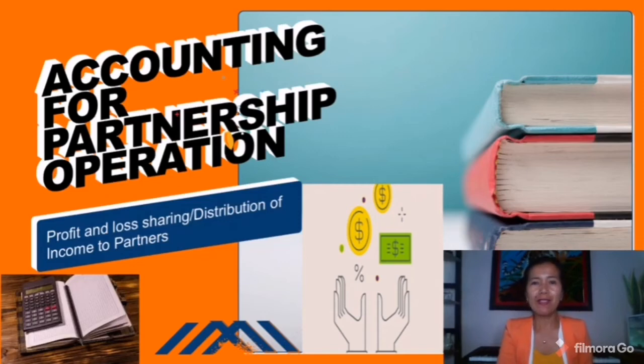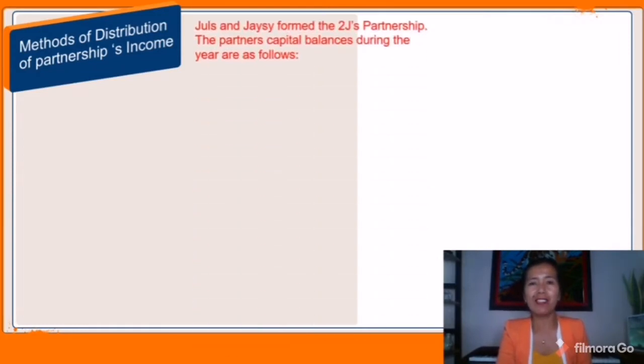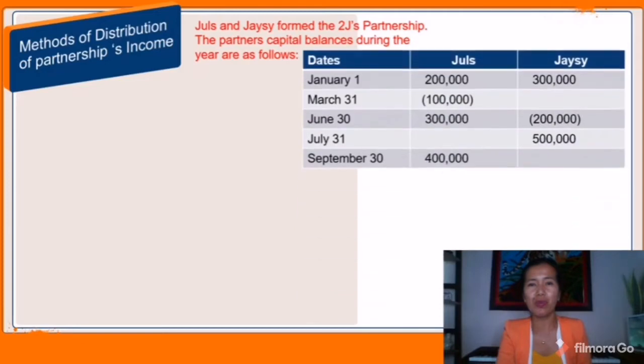Everyone, today's video is about the accounting for partnership operations, showing how to divide the profit and loss among the partners. We have so many methods of doing it, and to explain it well, let us have this problem. We have 2J's Partnership with two partners, namely Jules and JC, and the partners' capital balances are shown as follows.